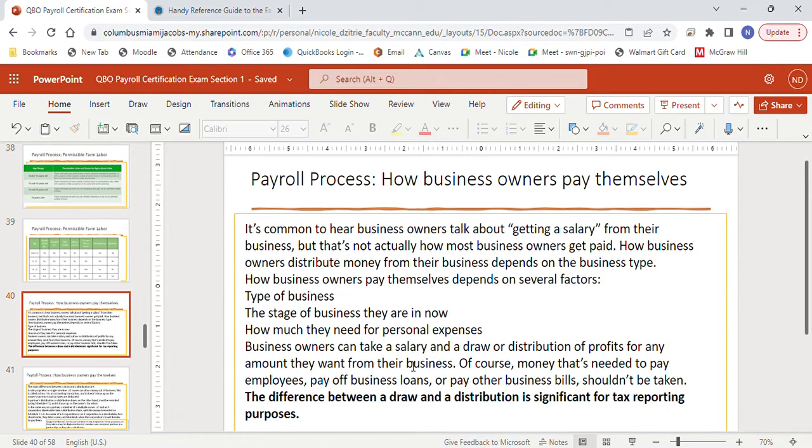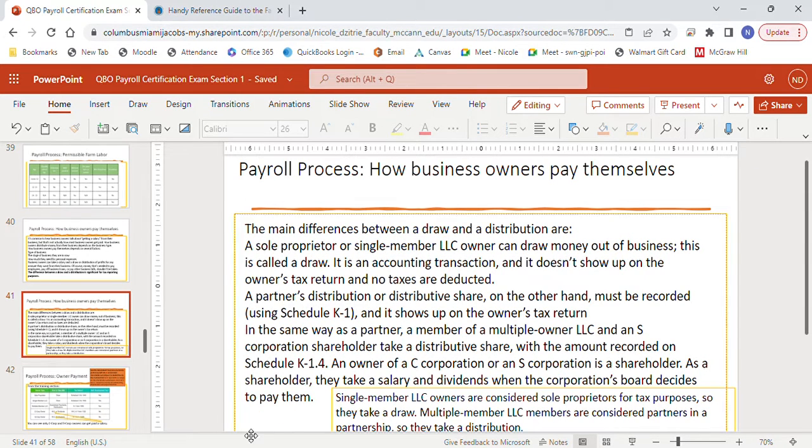Business owners can take a salary and a draw or distribution of profits for any amount they want from their business. Of course, money that's needed to pay employees, pay off business loans, or pay other business bills shouldn't be taken. The difference between a draw and a distribution is significant for tax reporting purposes. The main difference is that a sole proprietor or a single member LLC owner can draw money out of their business. This is called a draw.